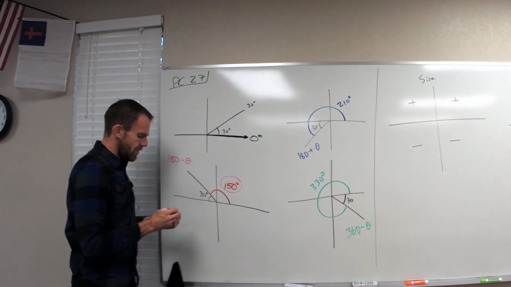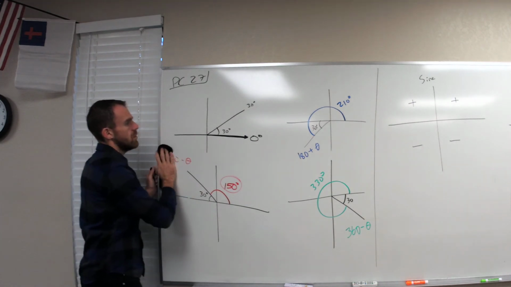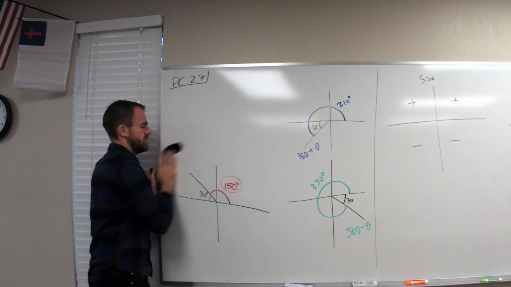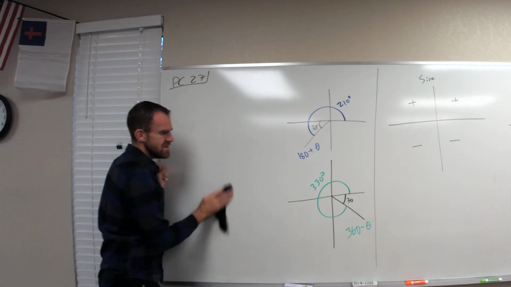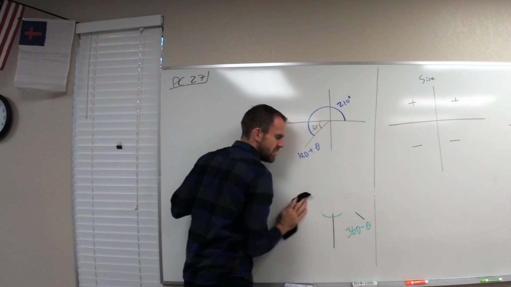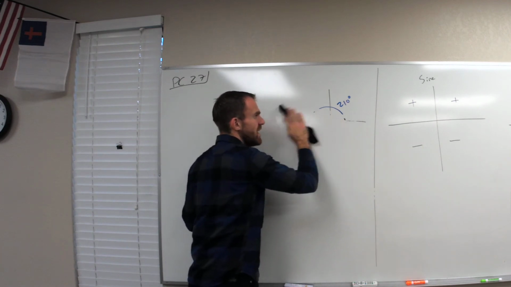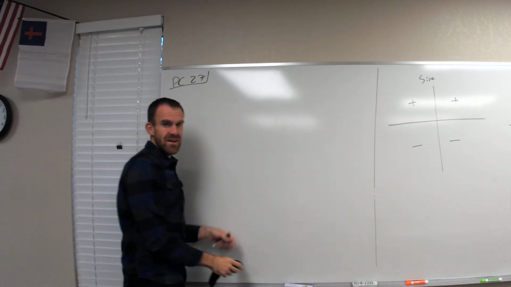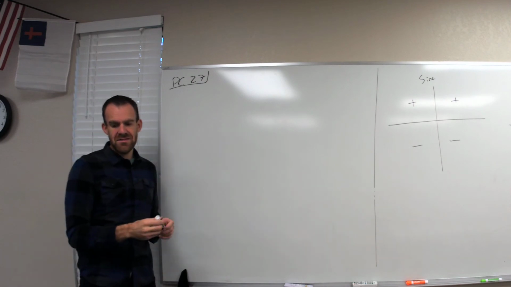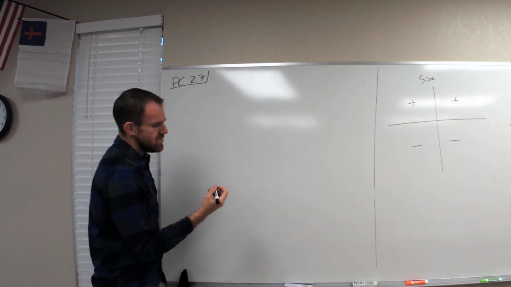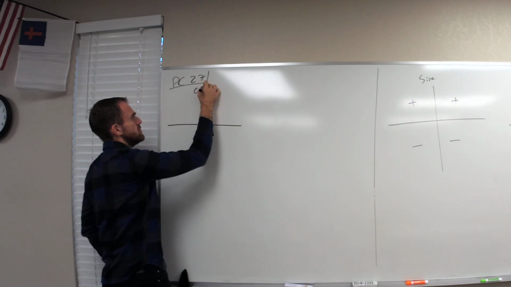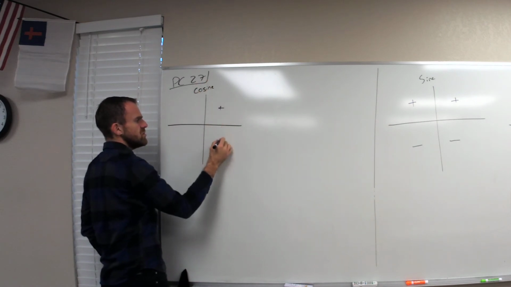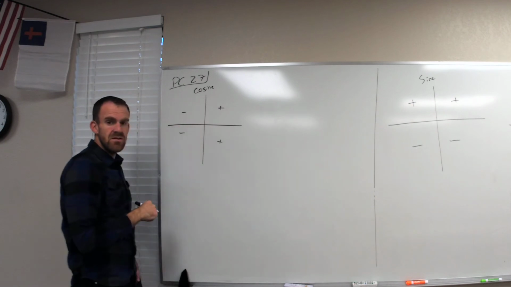Cosine is a bit different. For the same reasons, and I would challenge you as you're doing these problems for now, write out the triangles like I did earlier with positive and negative signs. Cosine is going to be positive in these 2 quadrants and negative in those 2.